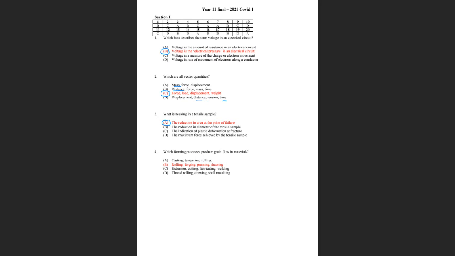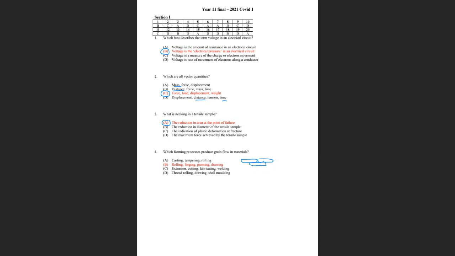Question 4, which forming processes produce grain flow in materials? Now, as you know, grain flow is when you apply a force to the metal and it flattens the grain, and so you get these elongated grains which form a sort of fabric in the metal, and it strengthens the metal, particularly in the direction of grain flow. And so B is the correct answer here.